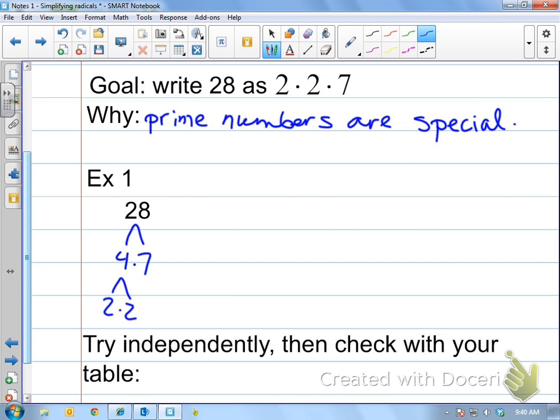Okay. So I need to split 4 up because it wasn't prime. So now I say, do I have only prime numbers? And since I split 4 up, I don't need it anymore. It's not part of my problem once I've used it. So now we have a 2, a 2, and a 7. Are those all prime numbers? Yes. So we write our final answer as 2 times 2 times 7.